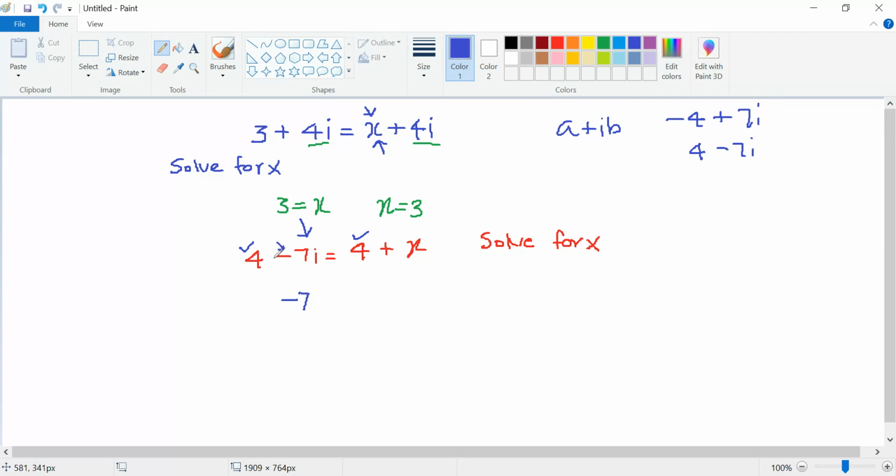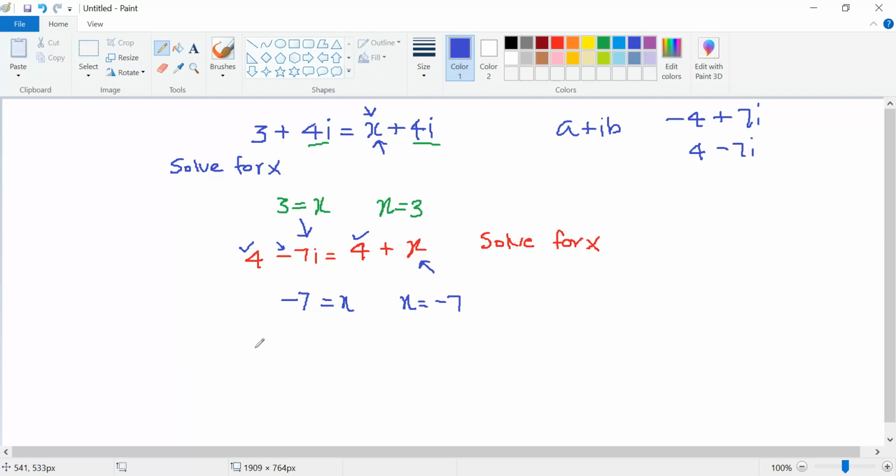So the imaginary part of the first complex number is negative 7, which should be equal to the imaginary part of the second complex number. The imaginary part of the second complex number is x. So x should be equal to negative 7. That's how we solve these types of problems.